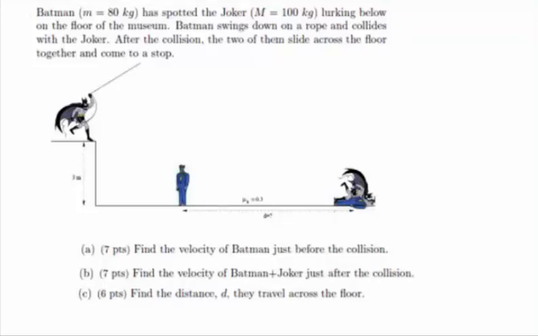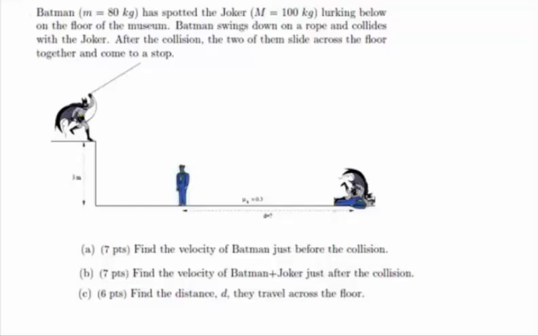Batman, lowercase m, is 80 kilograms. He has spotted the Joker, uppercase M, 100 kilograms, lurking below on the floor of the museum. Batman swings down on a rope and collides with the Joker. After the collision, the two of them slide across the floor together and come to a stop.